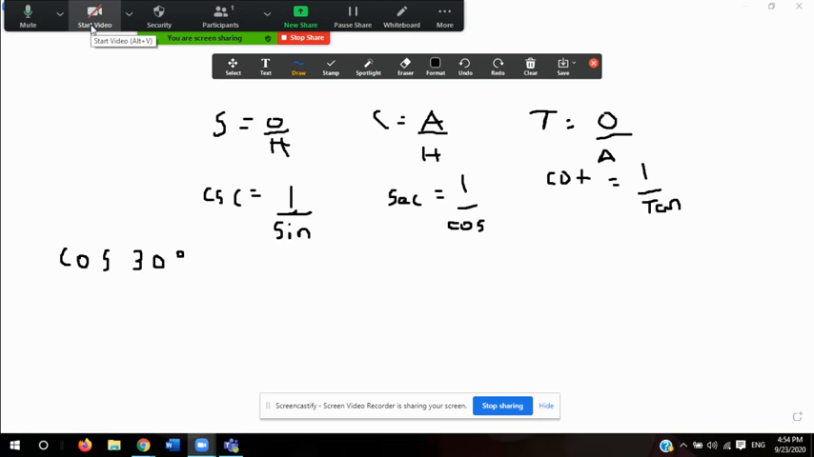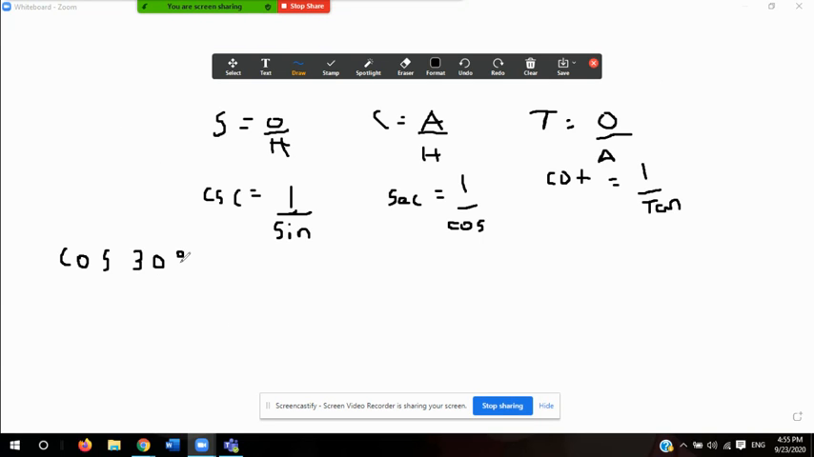So if I look at the cosine of 30, I know that the cosine of 30 is approximately, and we use this symbol, which states approximately, 0.8660. And that would be the answer.